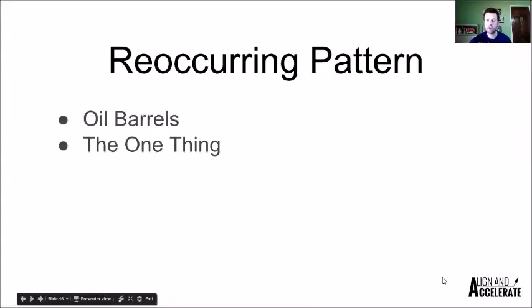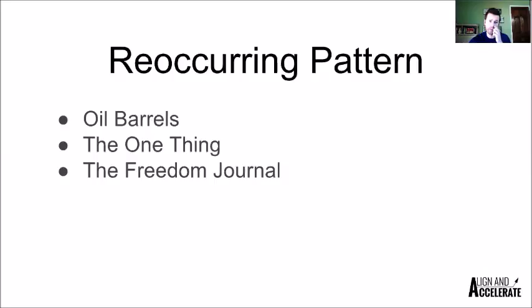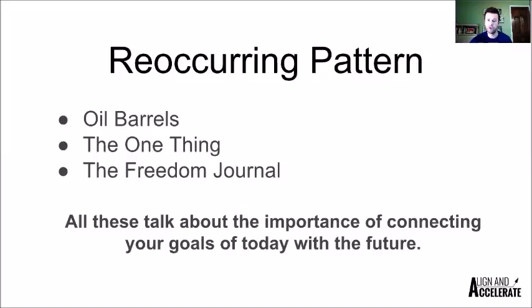So it's a recurring pattern that came up with Brian Tracy, in the book The One Thing by Gary Keller, and the Freedom Journal. All these guys are talking about the importance of connecting your goals of today with your future goals. And whenever you start seeing patterns again and again, especially among productivity experts and goal-setting experts, you know there's some value in that.